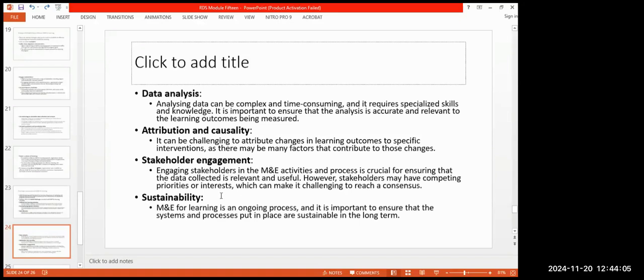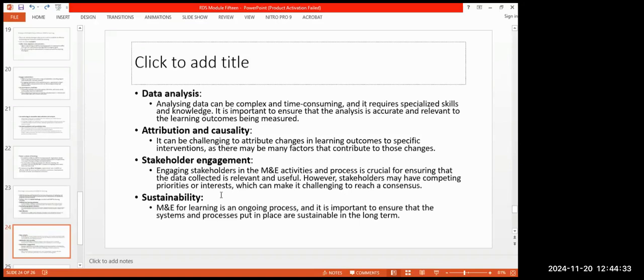Sustainability is another, okay? M&E for learning is an ongoing process. And therefore, it's important to ensure that it is mainstreamed and sustained. And that sometimes, you start it and your management doesn't hold it on.